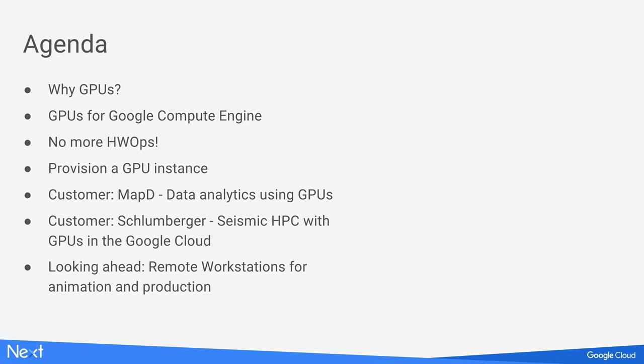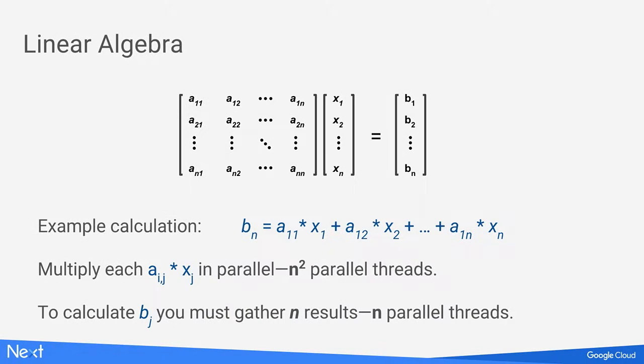But the highlight of our talk today will be 3 demonstrations. One from MapD, who will be showing amazing, very fast data analytics using GPUs in the cloud. And then Schlumberger is going to talk about how they do seismic high-performance computing with GPUs in Google Cloud. And then we'll talk about remote workstations. So why don't we get started?